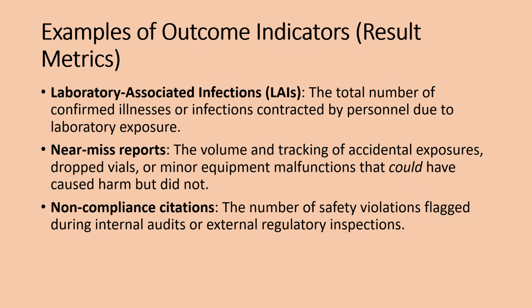Examples of outcome indicators or result metrics. Laboratory associated infections: the total number of confirmed illnesses or infections contracted by personnel due to laboratory exposure. Near-miss reports: the volume and tracking of accidental exposures, dropped vials, or minor equipment malfunctions that could have caused harm but did not. Non-compliance citations: the number of safety violations flagged during internal audits or external regulatory inspections.